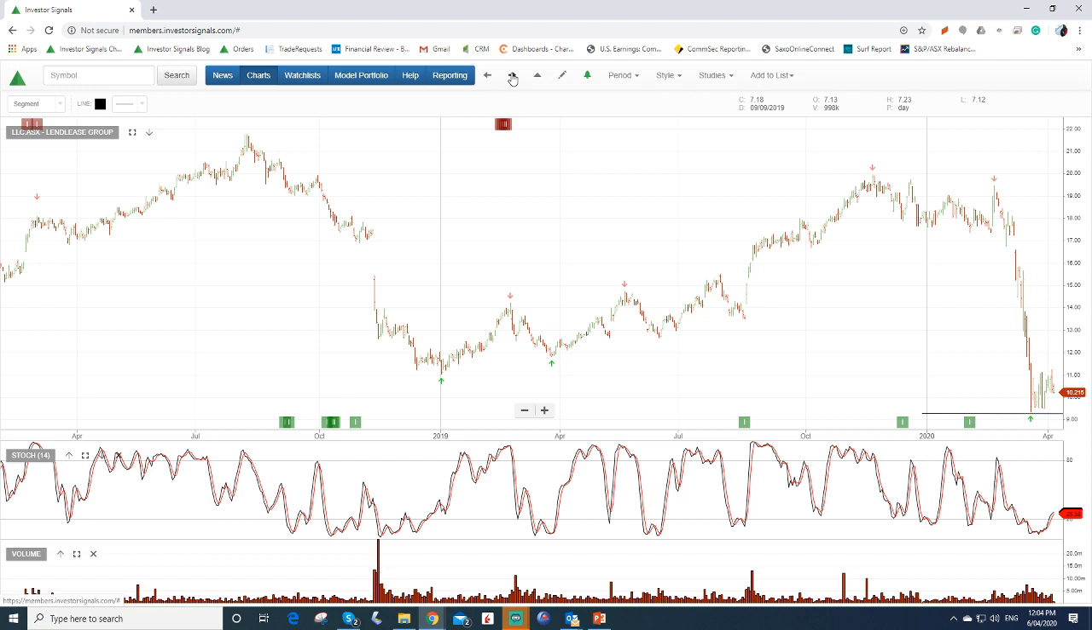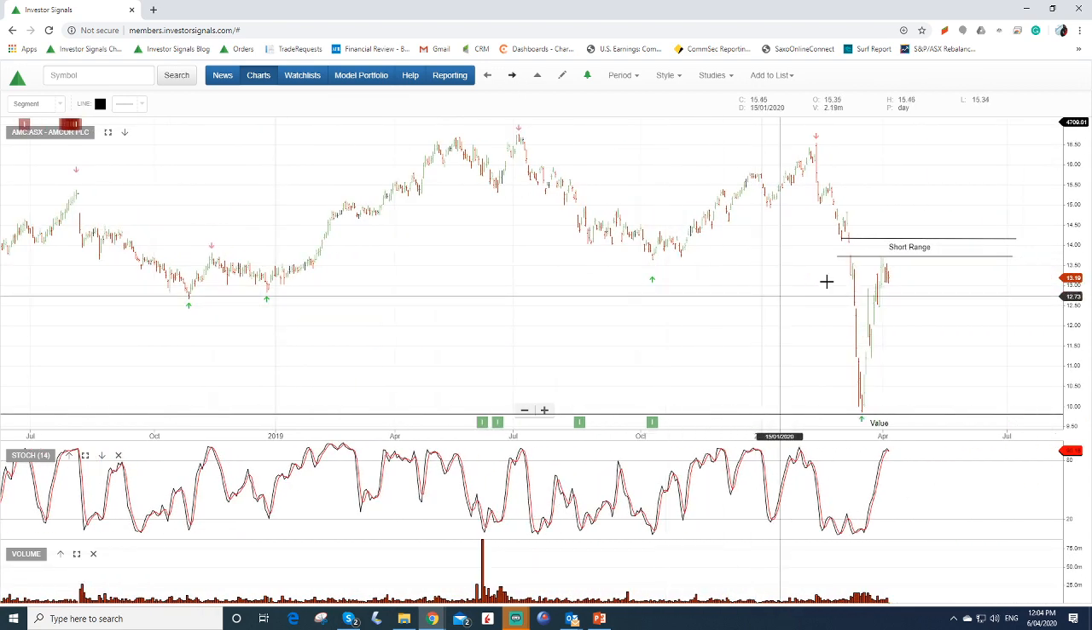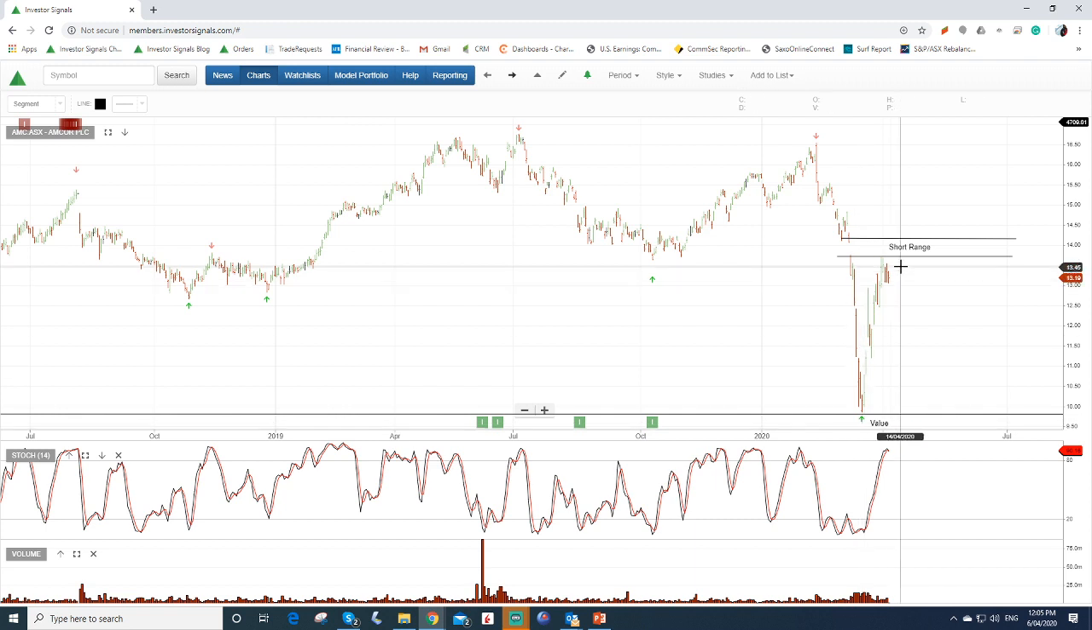So Lendlease, so within that property space, just difficult at the moment. Amcor, a little like Brambles, so this has had a good rally as a number of analysts have viewed that a lot of their packaging is around consumer staple or products that are delivered online, and we've seen a significant rebound.